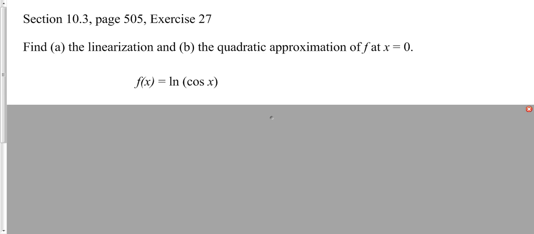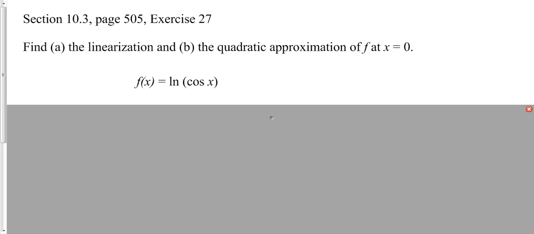Let's do section 10.3, page 505, exercise 27, which reads, find A, the linearization, and B, the quadratic approximation of f at x equals 0. And for exercise 27, our function is f of x is equal to the natural log of the cosine of x. So the problem continues, but we'll get to that on the next screen.